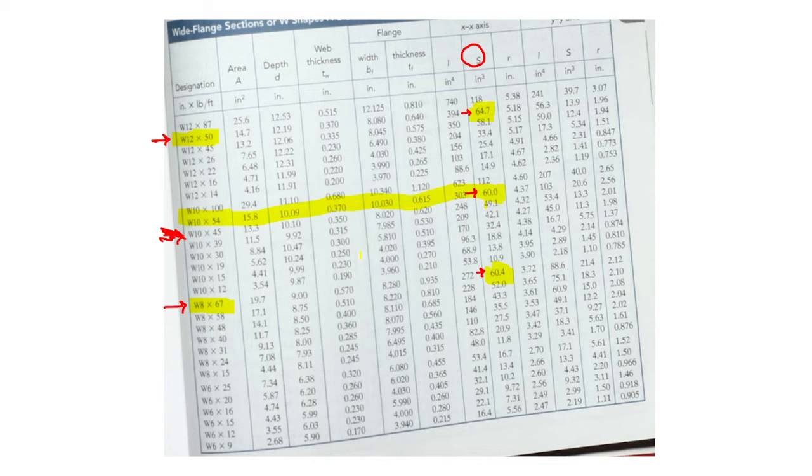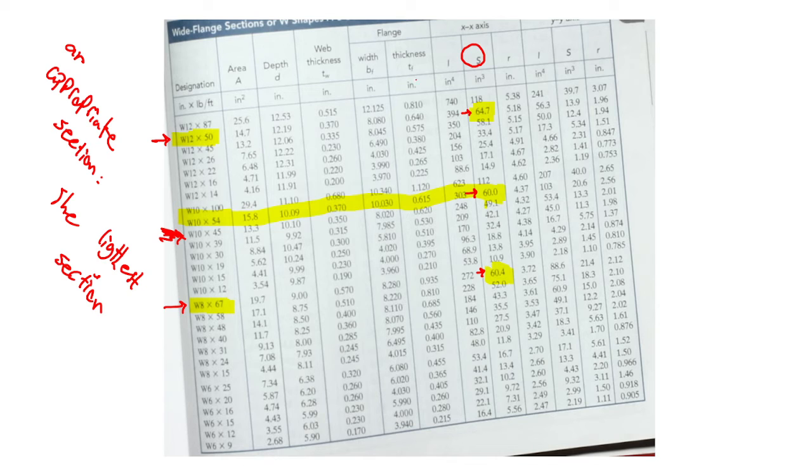So the problem is talking about the most appropriate section. The term most appropriate means we want the lightest section. We don't have any weight in this table, so you just need to know that weight W is gamma times V. Gamma remains the same for the same material. So if we are working with steel, gamma cancels out for all the sections.